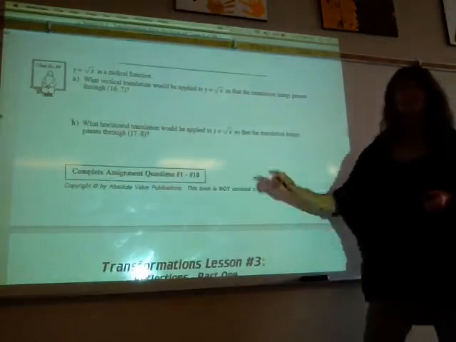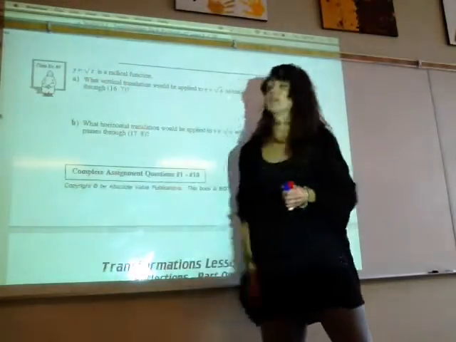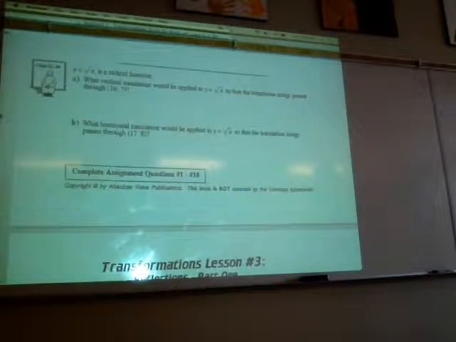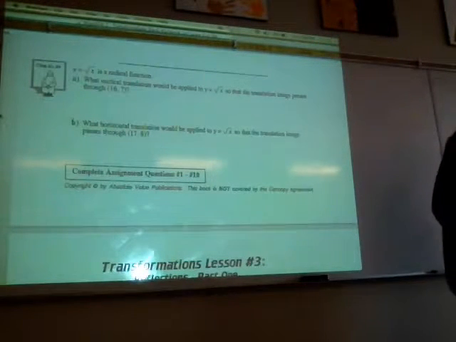So we're starting with the original function. We have y is equal to the square root of x. What vertical translation would be applied to our original function so that the translation image passes through points 16, 7?